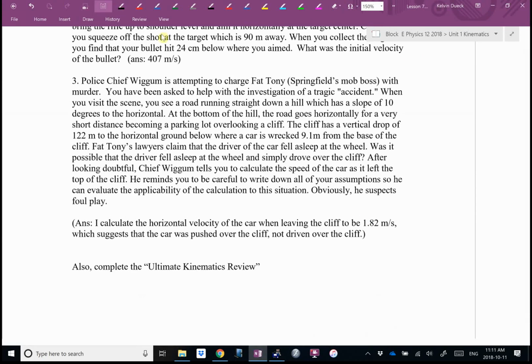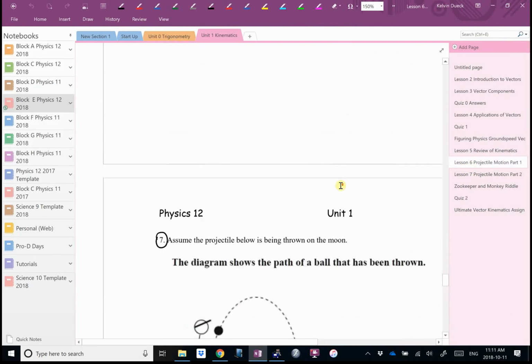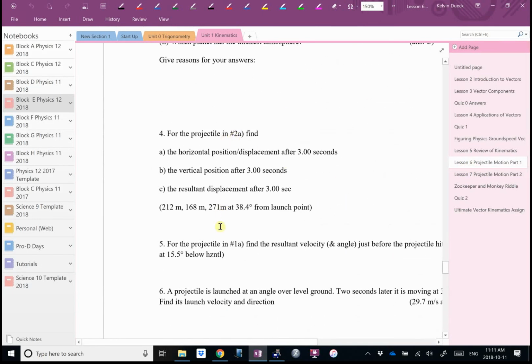If you want to try from lesson 6, you can now try number 4, number 5, and number 6. I'm not going to collect those, but if you want to try them as A+ level questions, you can. But really, you're going to get two things. You can work on the ultimate kinematics review, and I'm going to give you a take-home quiz.